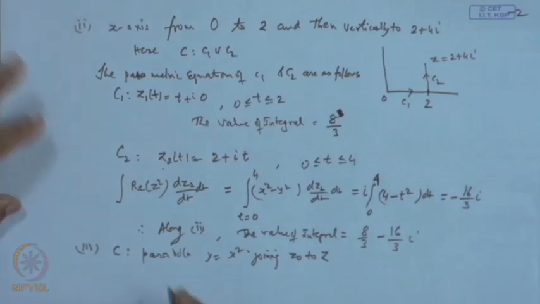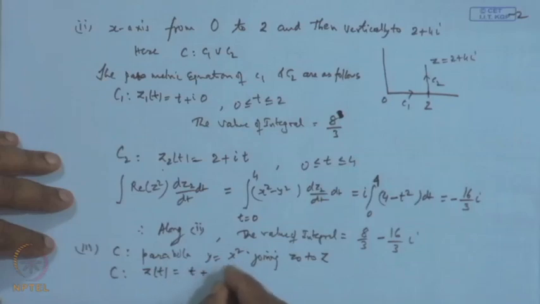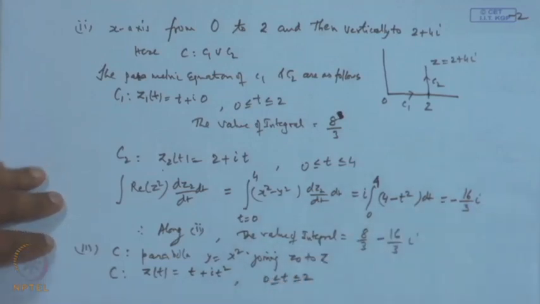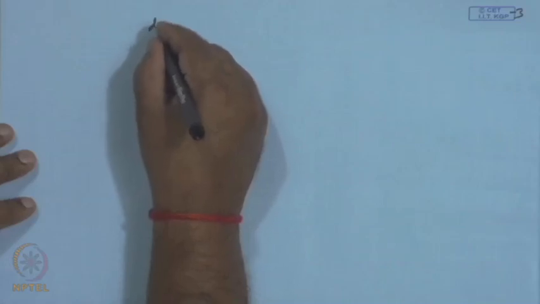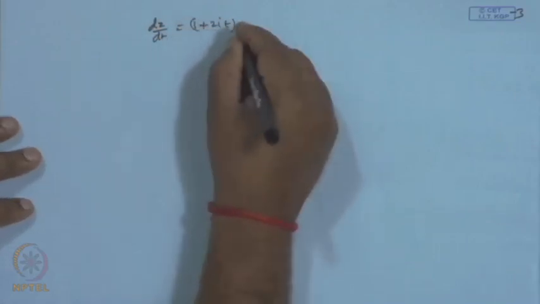So, in this case, the parametric equation of the curve C will be x(t). If I take x as t, then y becomes t squared. So, z = t + i t squared, and t varies from 0 to 2, because it will go from 0 to the point 2, is it not? So, it is 0 to 2, and then find out dz by dt. So, dz by dt comes out to be 1 + 2it dt.